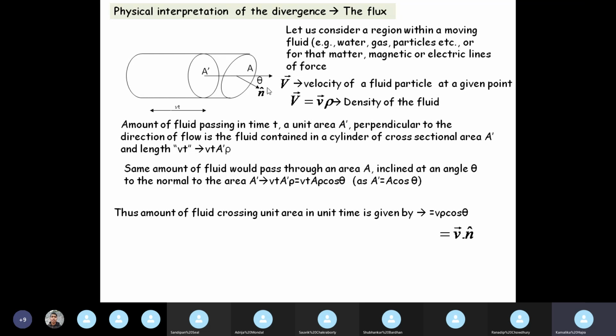Okay. So from this discussion, we will keep in mind this expression, that the amount of fluid crossing any area of any inclination to the direction of flow per unit area per unit time is given by V dot n cap, where V is the velocity of the fluid particles and n cap is the normal to the area. Clear? Okay. Can I move to the next slide?